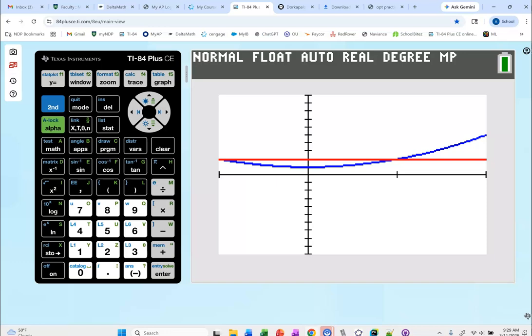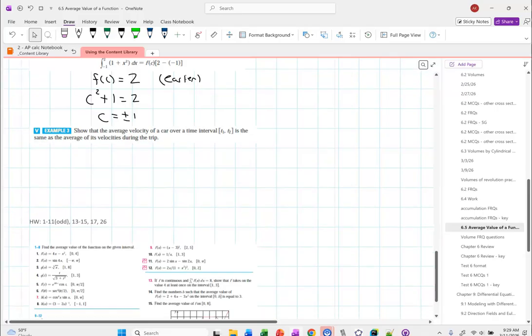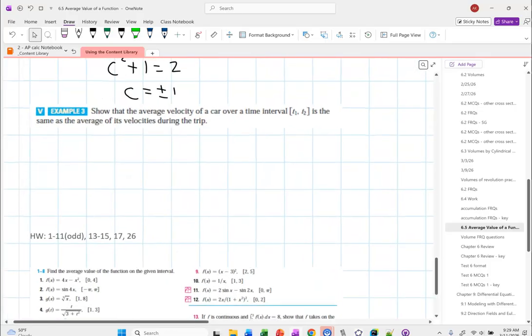Everybody's happy? Fairly easy idea, right? Nothing complicated going on. I think also nicely intuitive. Let's look at one more example, and we'll call this quits for today. It says, show that the average velocity of a car over some time interval, t1 to t2, is the same as the average of its velocities during the trip.